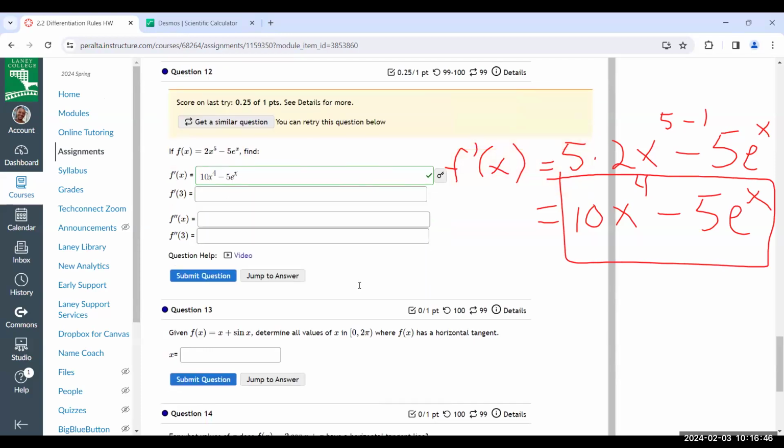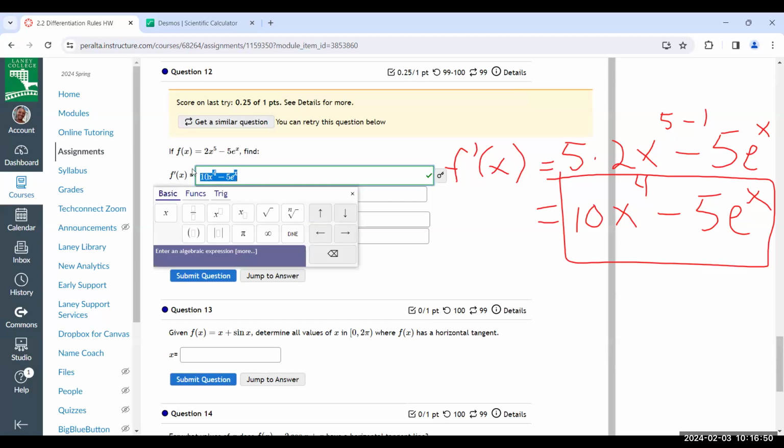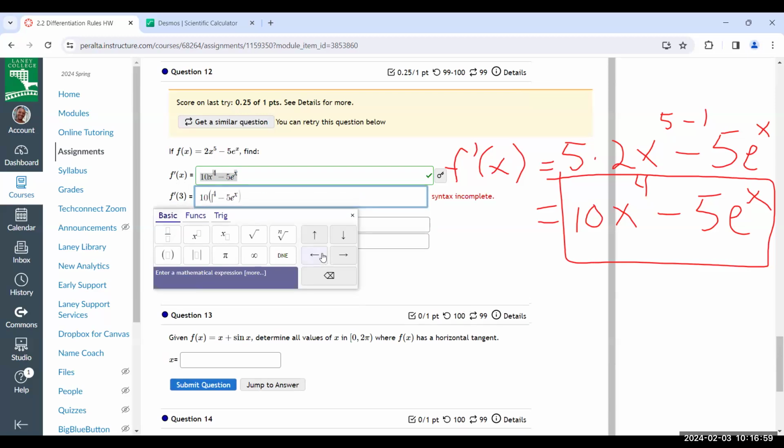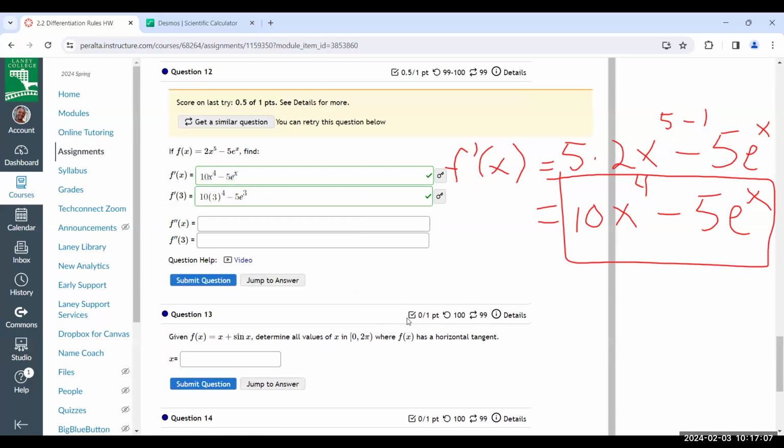There's your answer. And then for f prime of 3, do the same thing I did for the last problem. I'm going to copy this. I know I need to plug in 3 for x. And so I'm just going to replace my x's with 3's. And then I'll be done. There we are.